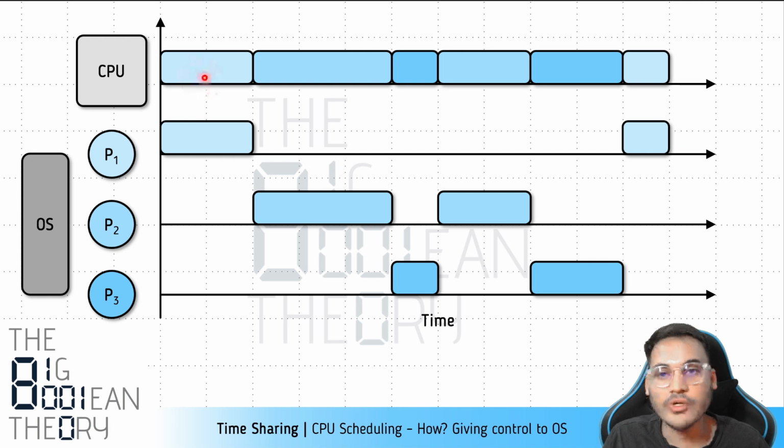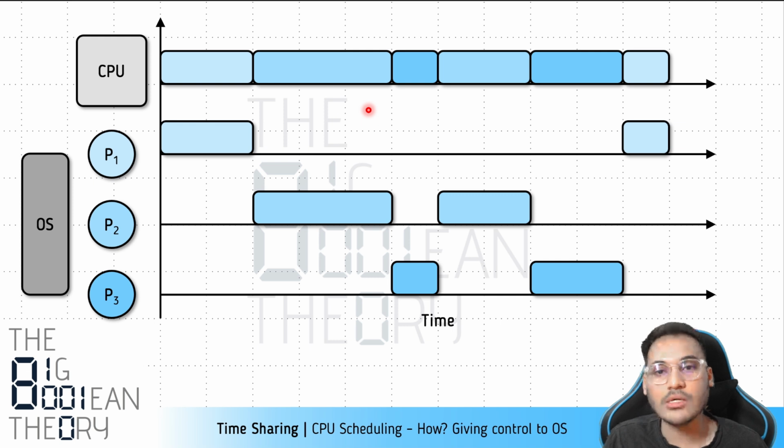So for some time process P1 gets to run, then for some time process P2 gets to run, then we switch the control to process P3, and in this way we allow all of the processes to execute on the CPU. So you can see that the CPU time is literally shared between different processes. All of the processes get to execute for some time on the CPU. So this is one example of CPU scheduling.